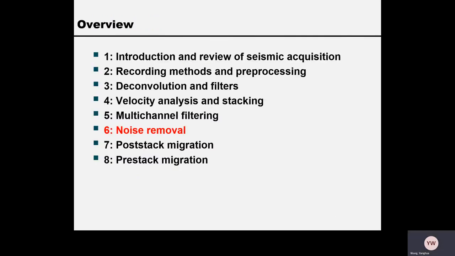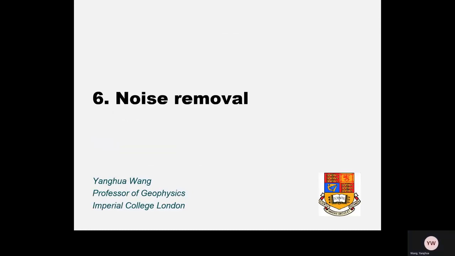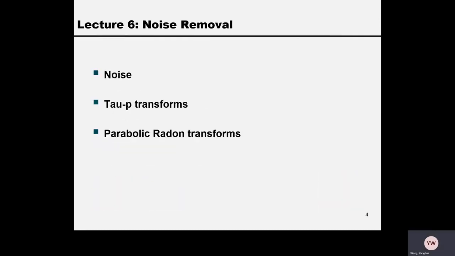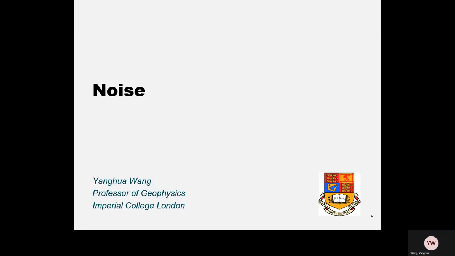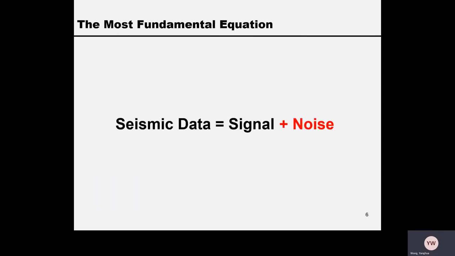So session 6 is noise removal. In this session, I will talk about 3 parts: noise, tau p transform, and the parabolic radon transform. Multiple is one type of noise.